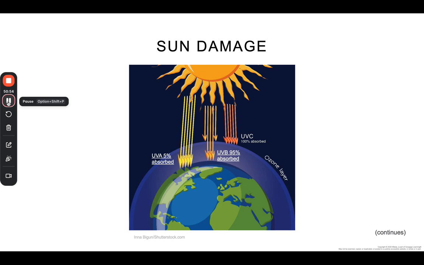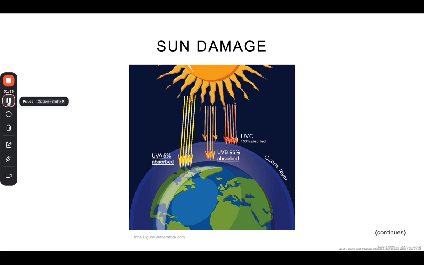UV reaches the skin in three different forms. We have UVA, UVB, and UVC. UVA radiation, also known as aging rays, so the A stands for aging, contributes up to 95% of the sun's UVR that reaches the Earth's surface. The longer wavelengths of UVA penetrate deeper into the skin and cause genetic damage and cell death. UVA weakens the skin's collagen and elastin fibers, causing wrinkling and sagging of the tissues.